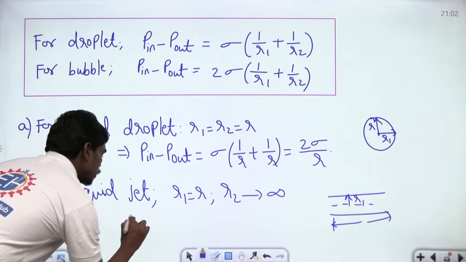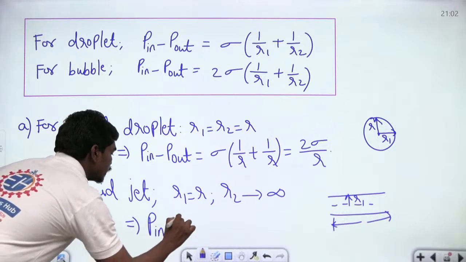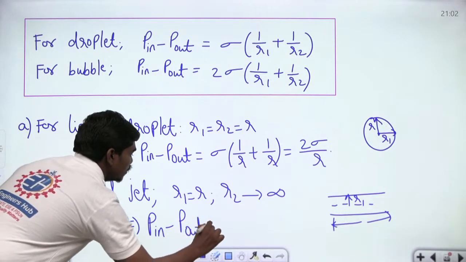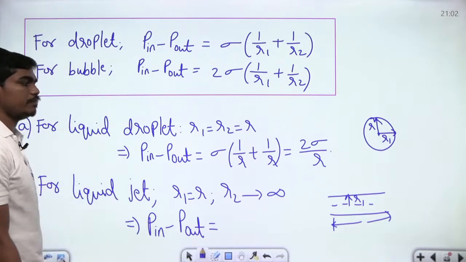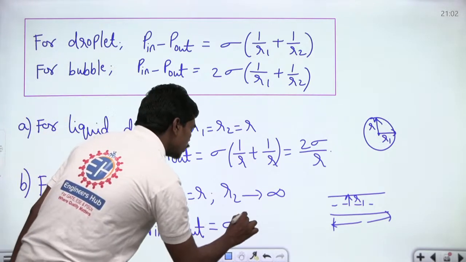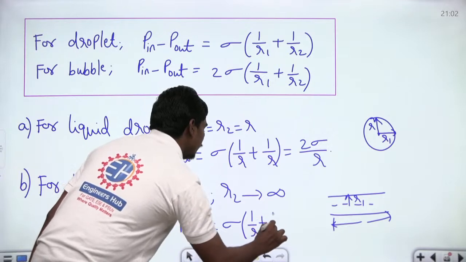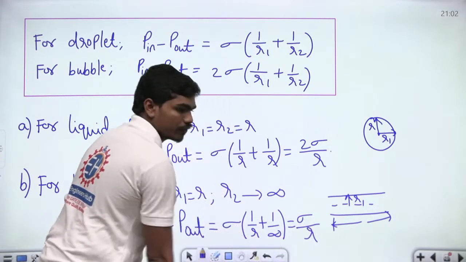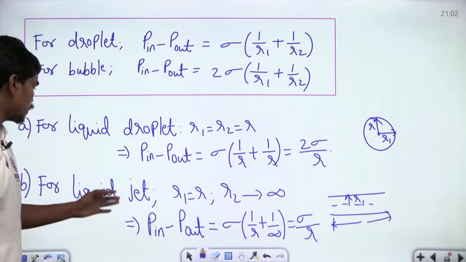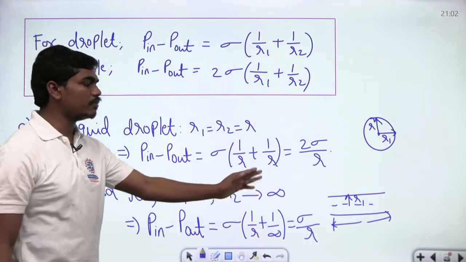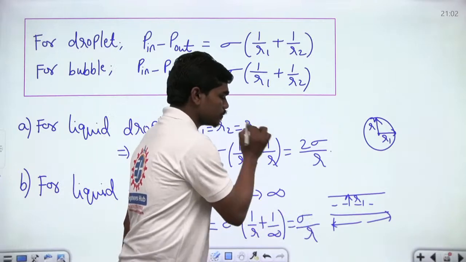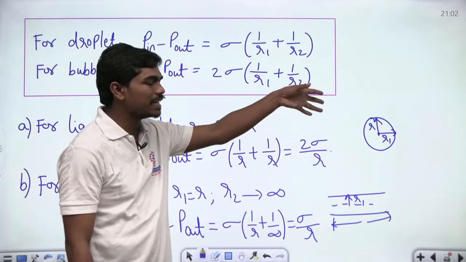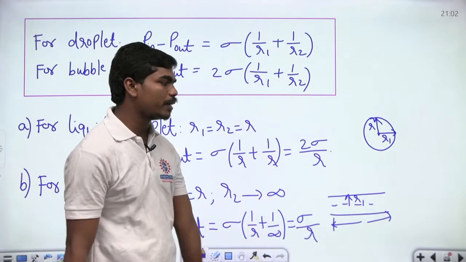So this implies P inlet minus P outlet, that is, P in minus the pressure outside, is equal to sigma into 1 by R plus 1 by infinity. This is equal to sigma by R. This is what we can see here, correct? So the pressure difference inside a liquid jet is nothing but sigma divided by R. And of course, the pressure difference inside a liquid droplet is nothing but 2 sigma by R.